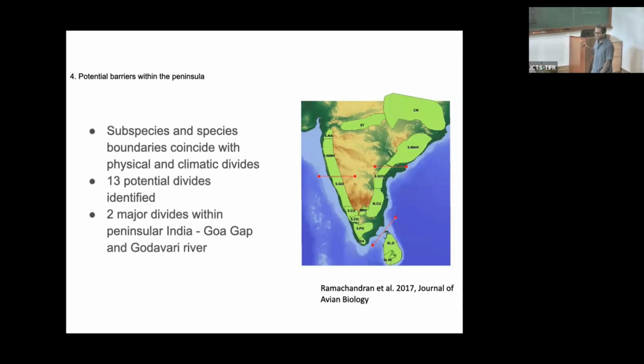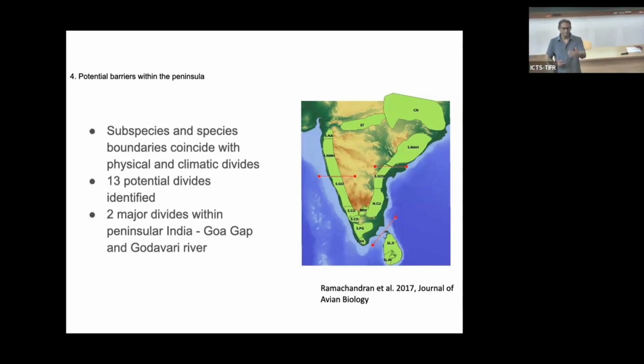So Vivek Ramachandran, who worked with Uma at NCBS, and I worked on looking at subspecies and species boundaries. Remember what we talked about for how those range maps overlap and where there is a turnover? So what Vivek and I did was we took a few hundred species at least, all the birds of peninsular India, and we looked at where the subspecies differ, and noted down the geographic location of where that boundary is.